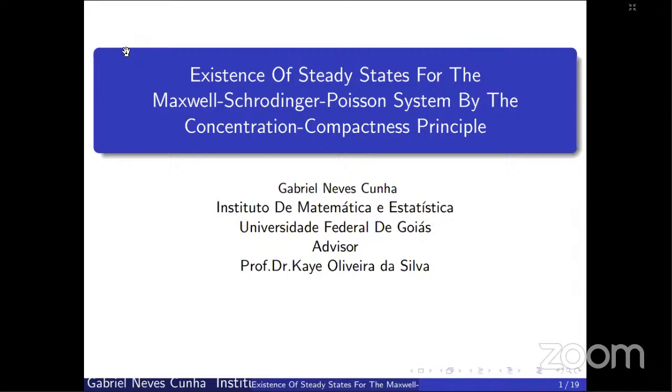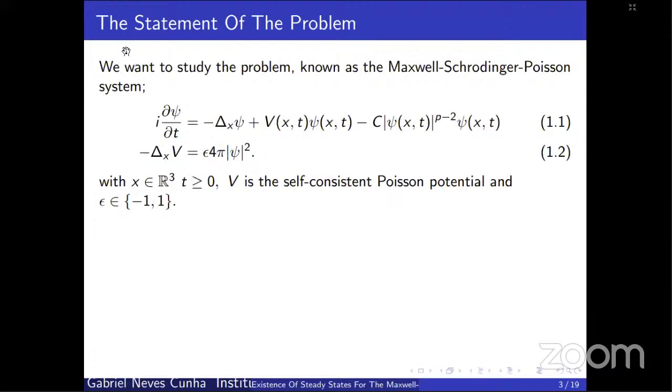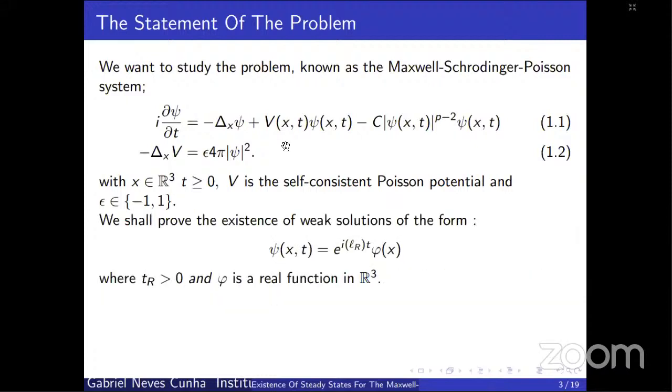So the problem I study is this, right? It's a PDE here. As you can see, these functions here are complex functions, a priori. We have this self-consistent Poisson potential, which is not determined yet, but we will determine it later on. So we are going to seek for solutions of this form.